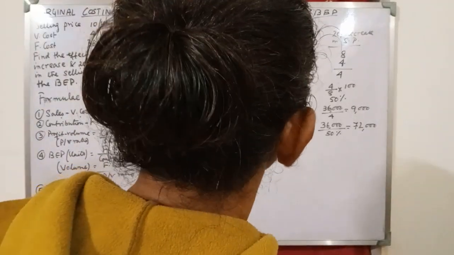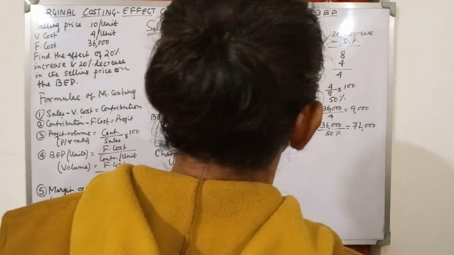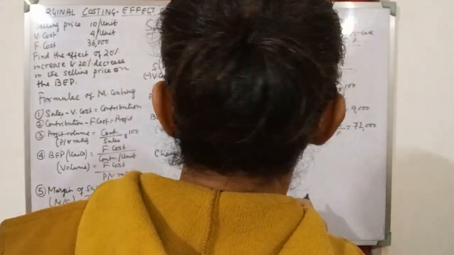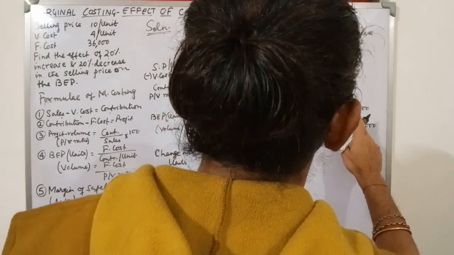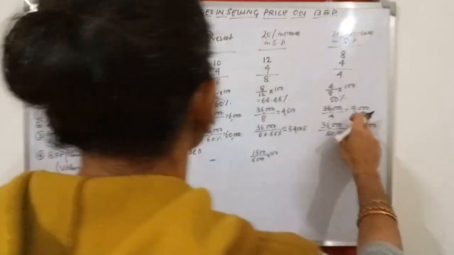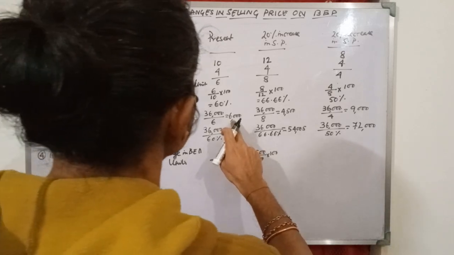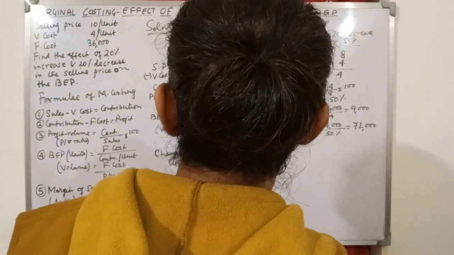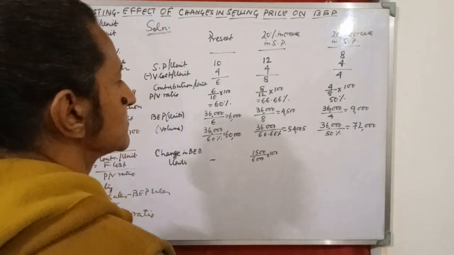And here BEP is 9,000. It has become 9,000. And it was 6,000 when the price was 10 per unit. So how much is the change?